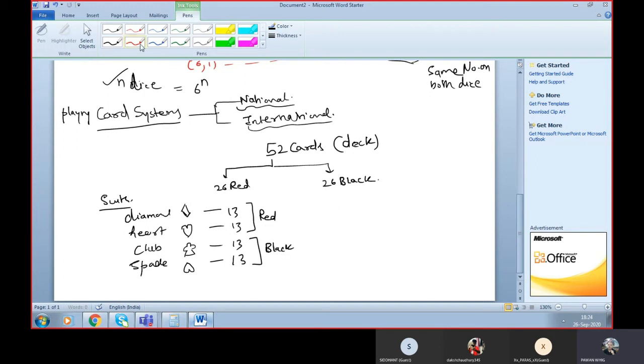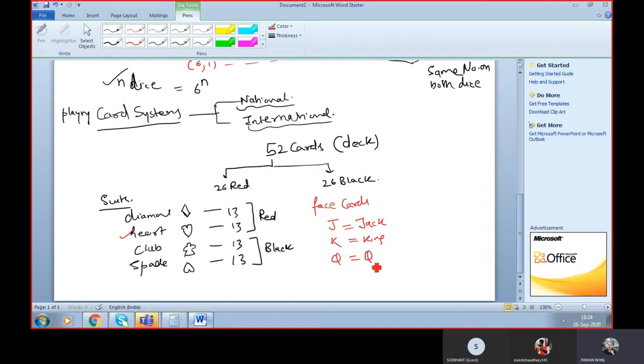So if somebody asks you how many hearts are there in a deck, you must remember they are 13 in number, right? And another thing you must remember, the card system is just like that. There are some face cards. Now what are the face cards? Face cards are J, K, and Q. J is jack, K is king, and Q is queen. So there are three kinds of face cards. One is jack, another is king, and another one is queen.